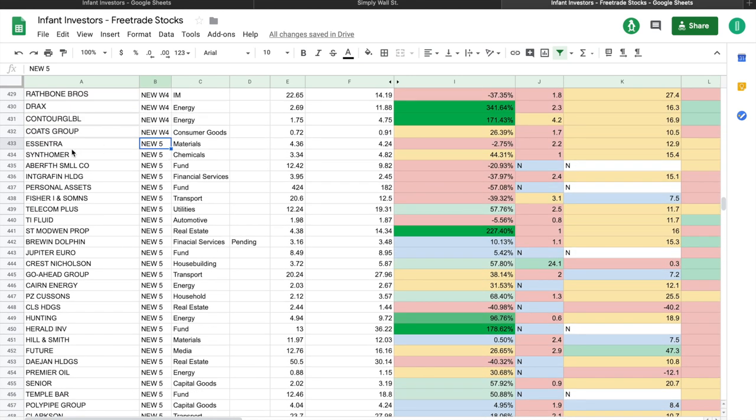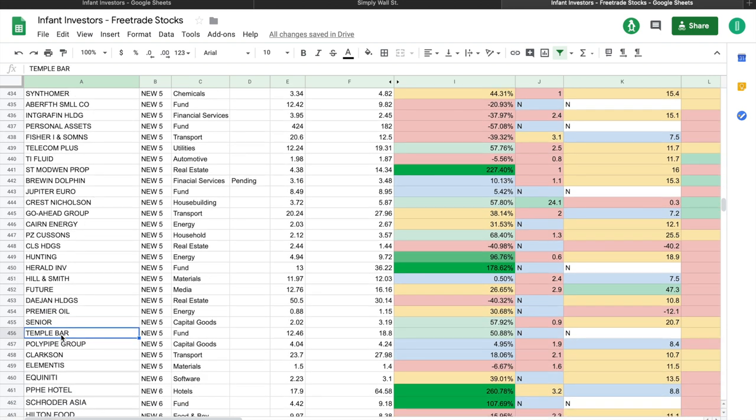So the stocks in question are Essentia, Synthomer, Aberforth Small Co, Intergriffin Holding, Personal Assets, Fisher Iron Sons, Telecom Plus, TI Fluid, St. Modwen Prop, Brewin Dolphin, Jupiter Euro, Crest Nicholson, Go Ahead Group, Cairn Energy, PZ Cousins, CLS Holdings, Hunting, Herald Investments, Hill & Smith, Future, Dejan Holdings, Premier Oil, Senior, Temple Bar, Polypipe Group, Clarkson, Elementis.